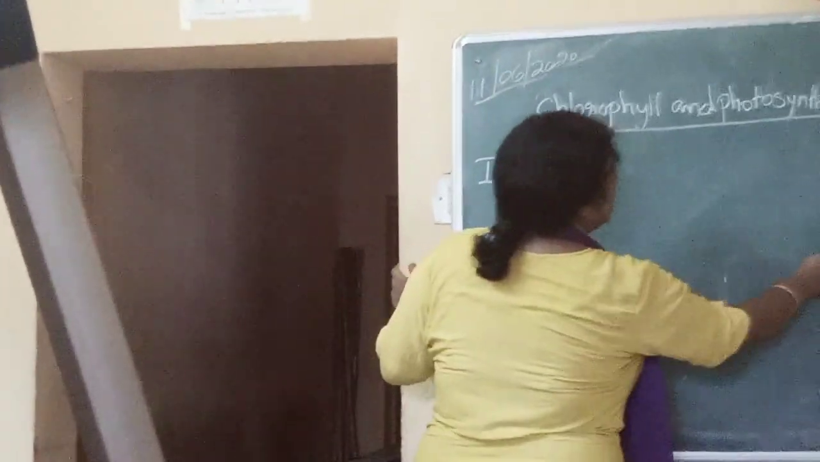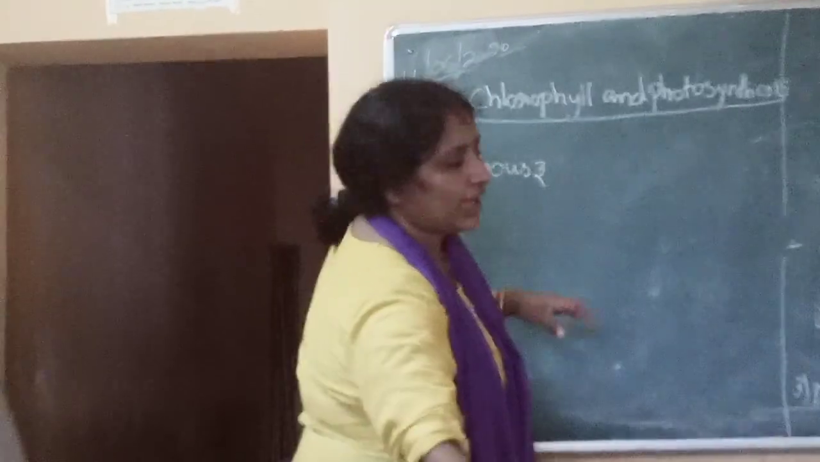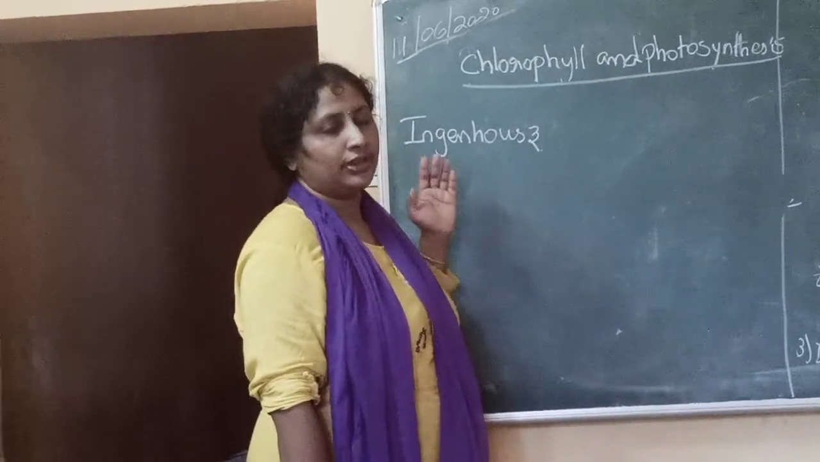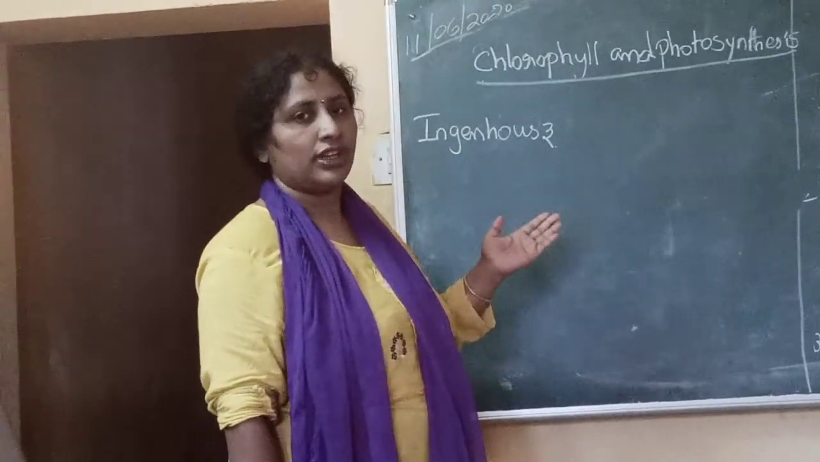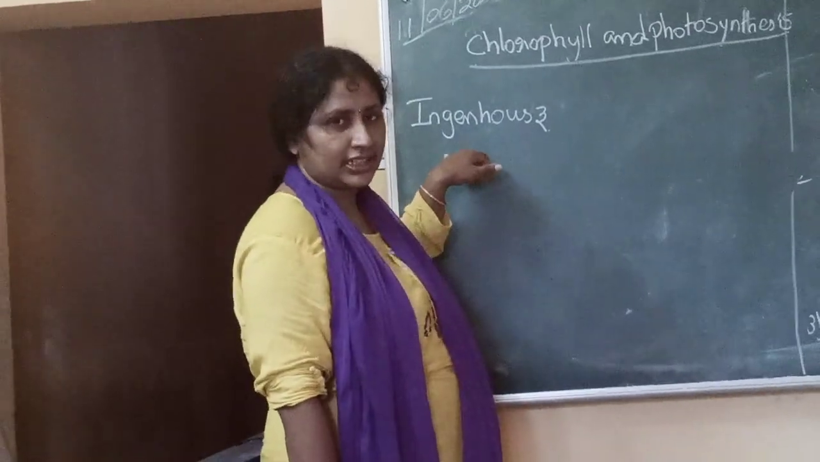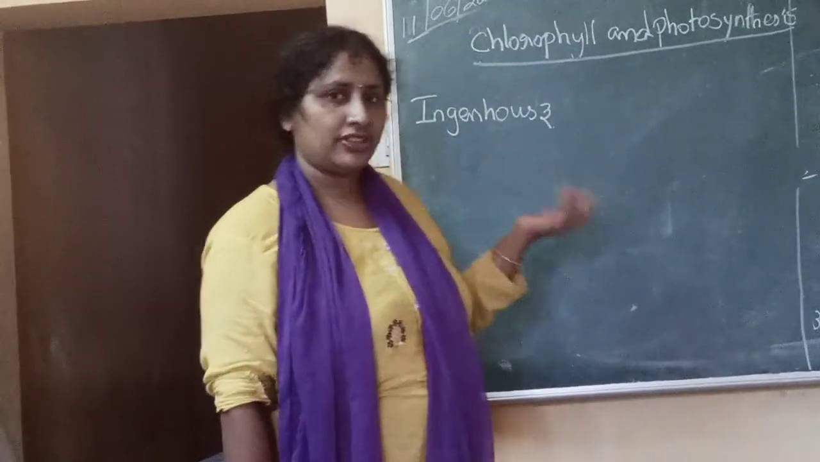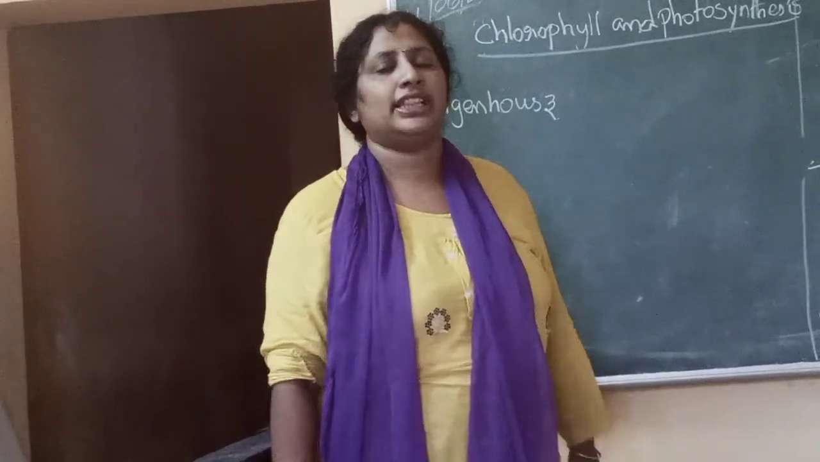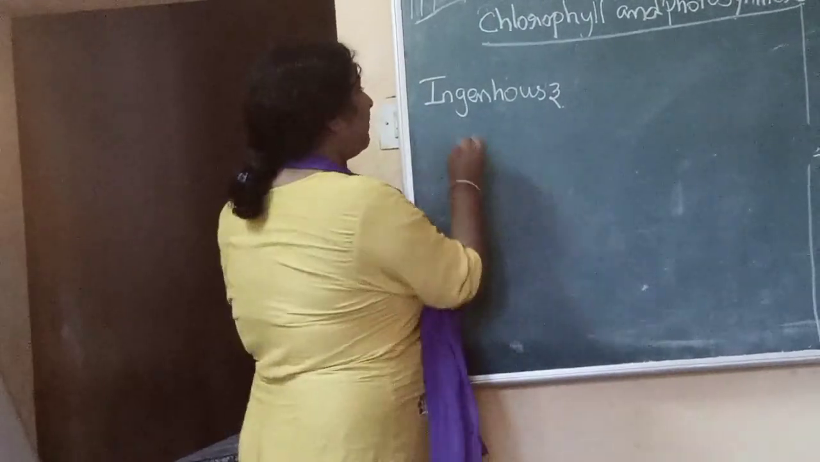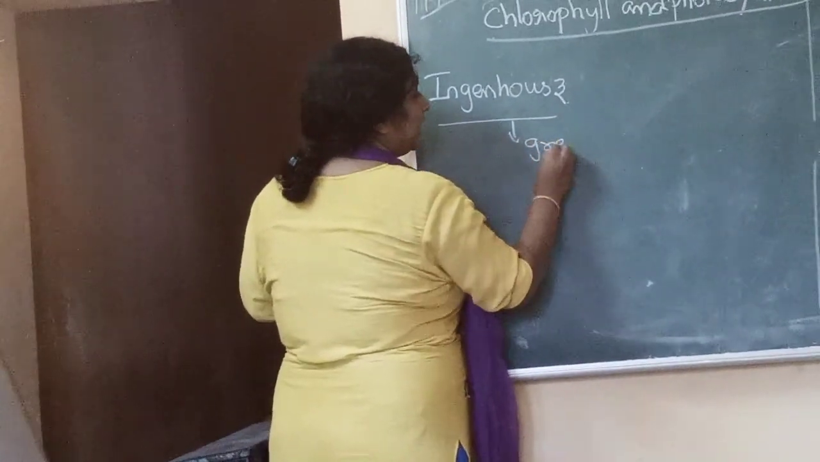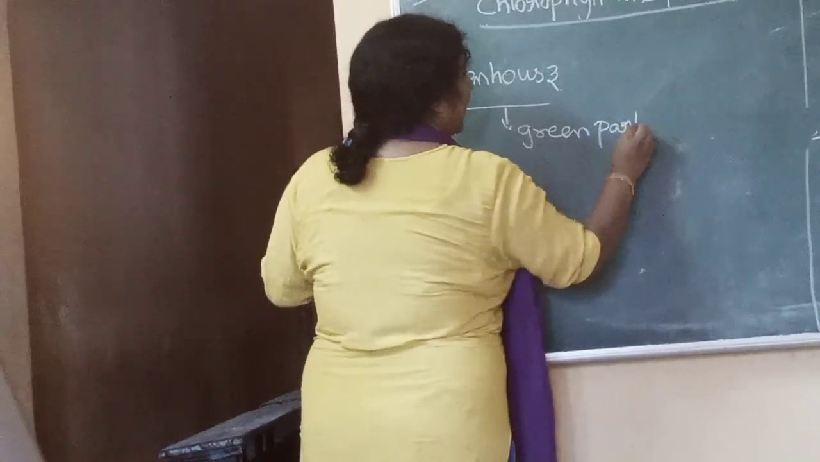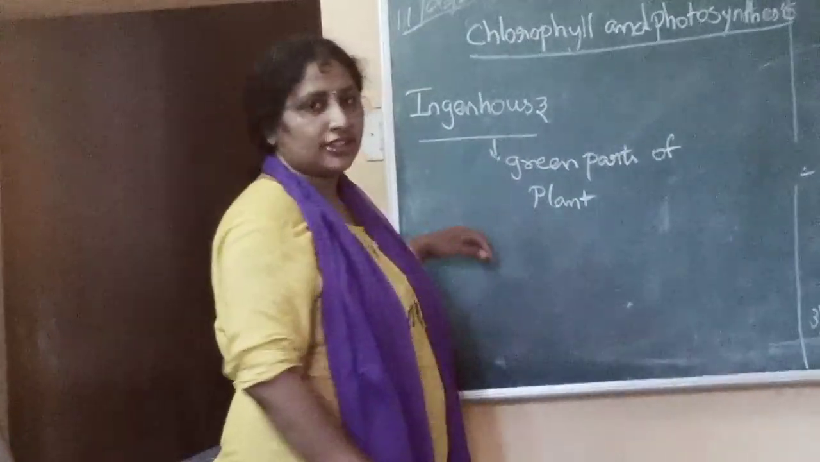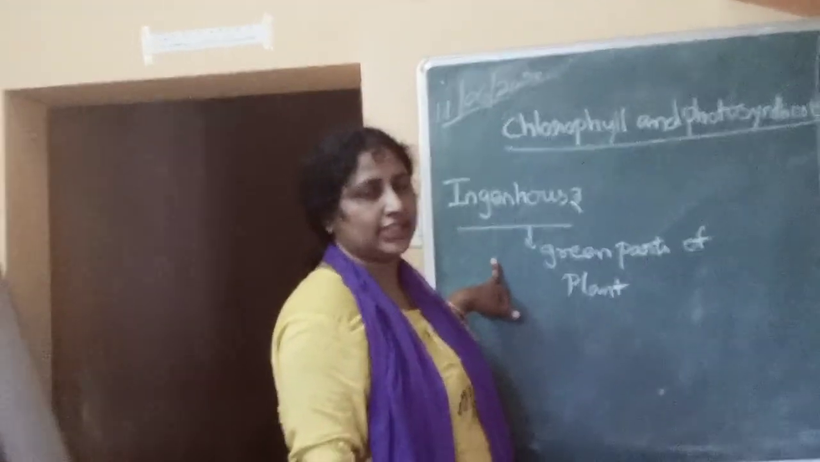Chlorophyll and photosynthesis. Okay. Ingenhousz was the scientist who told that oxygen is evolved in plants due to the presence of light. He was very interested in working on photosynthesis, and he told that the green parts of the plant are responsible for photosynthesis.